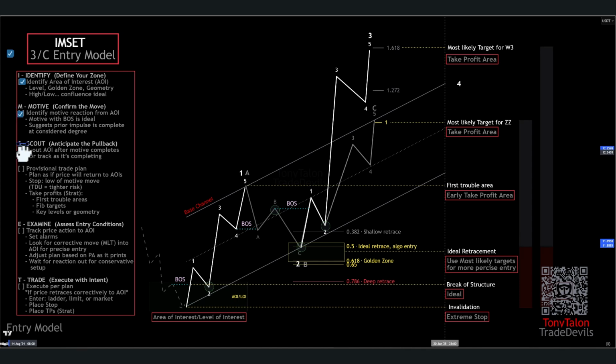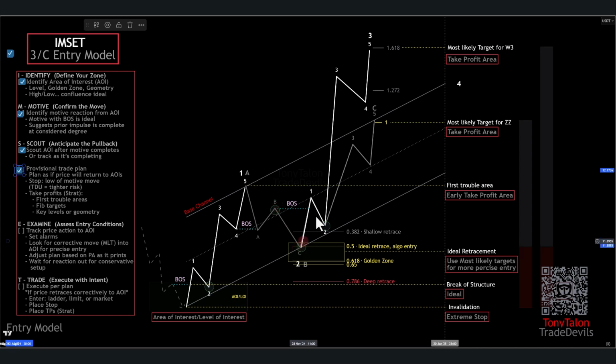Next up, we're going to scout for an AOI based off of the completed motive wave or impulse, and we're going to set up our provisional trade plan here right away. Even though it's not coming into our area, we're going to set everything up ahead of time, so when it comes time to execute, we're not worried about all the emotion getting in the way.